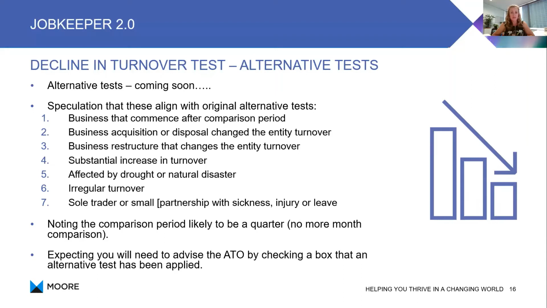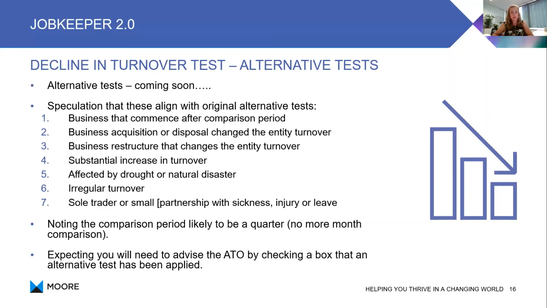Substantial increase in turnover, and that's when we had a look at almost like an averaging. That's still there as well. So if you're in a big growth trajectory, then your results are going to be a little skewed, a little hard to compare apples to apples when you're growing. That's what that alternate test is for. Affected by drought or natural disaster. Irregular turnover, so where you have a cyclical turnover, there's a test there. And of course, there was the one for sole traders or small partnerships that had sickness, injury, or were on leave during the test period last year that had meant that their turnover was down.